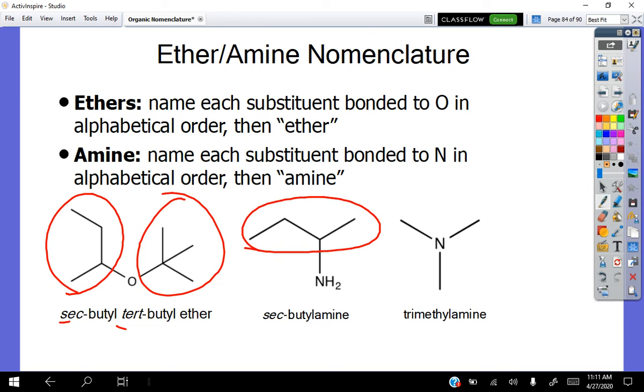Here I've got a secondary butyl group as well, and it's sticking off of the amine, so this is sec-butylamine. Here I've got 3 methyl groups, so it's trimethylamine. Notice that when I have 1 branch sticking off of my nitrogen, I have 2 H's. If I had 2 branches sticking off of my nitrogen, I would have 1 H, and then when there's 3 branches sticking off of my nitrogen, I have no H's. Technically, there are lone pairs here sticking off of the nitrogen, just like there are lone pairs sticking off of my oxygen.